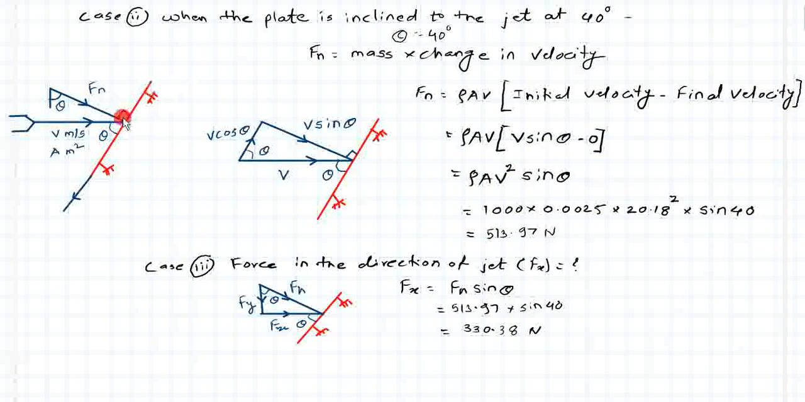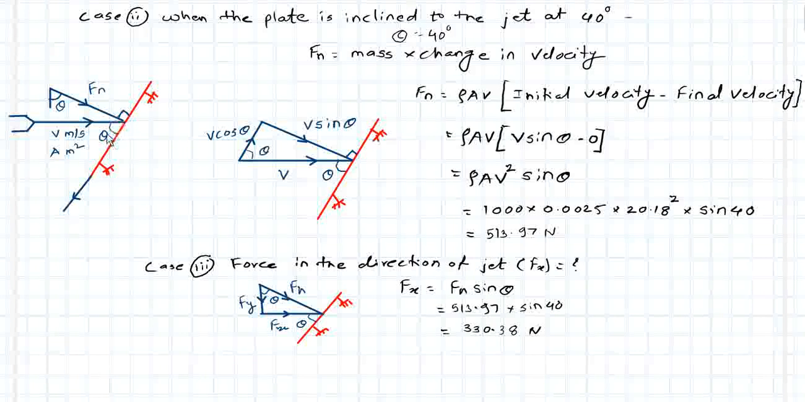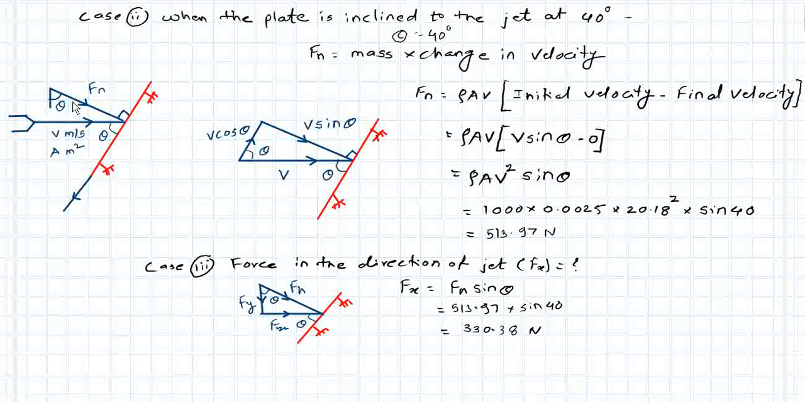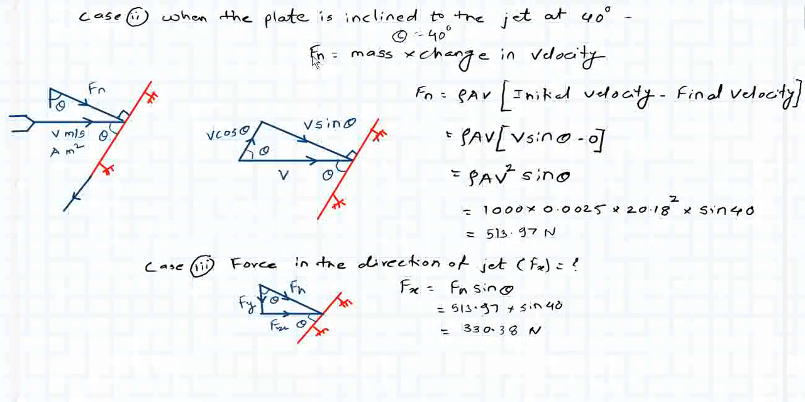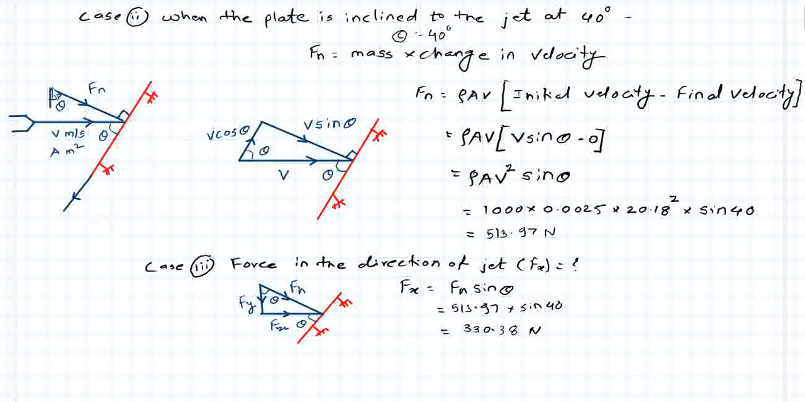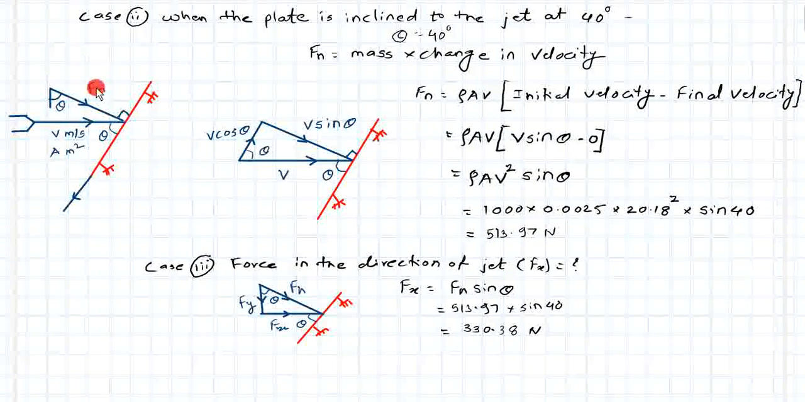That means the plate on which the jet is impacted makes an angle of 40 degrees. So we can say theta is equal to 40 degrees. Here we also calculate the normal force. So by using the impulse momentum principle, we can say Fn is equal to mass into change in velocity. When we see this triangle diagram, we see that the normal force exerted on the plate is Fn, which is not in the direction of the jet.